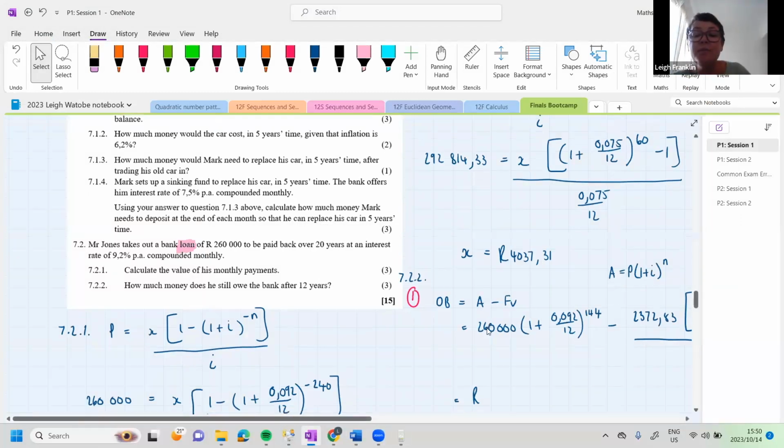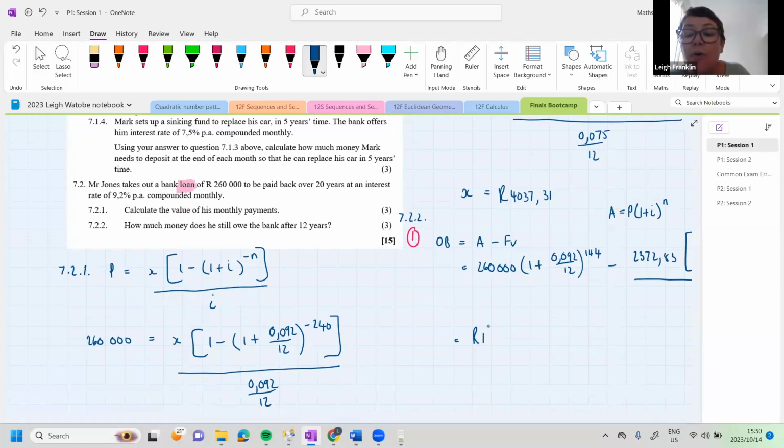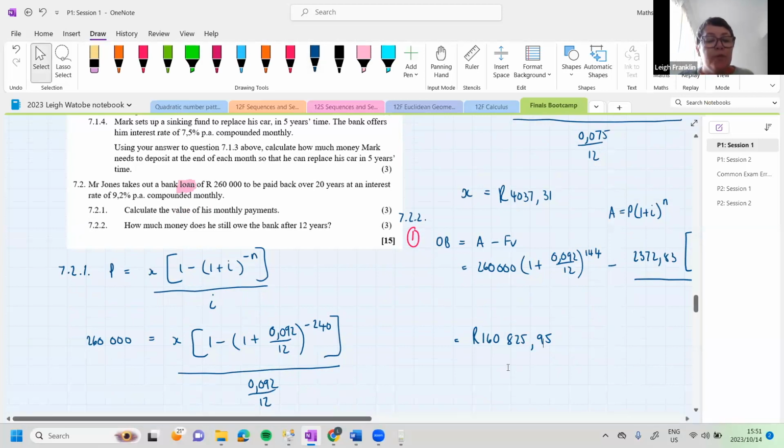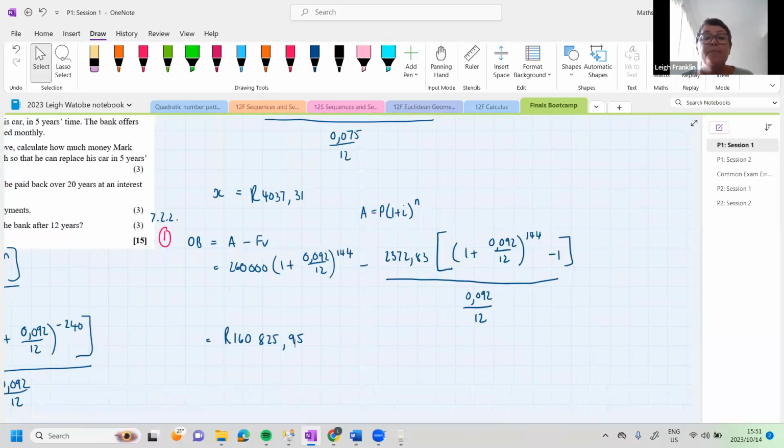You should be getting this, which is what the others have sent through to me. You should be getting 160,825.95. That's what you should be getting. Okay, so just look very carefully at what you've got on your screen. Maybe you've just put in an exponent that's wrong or changed a number or something. I'll just scooch over again so that you can see everything.